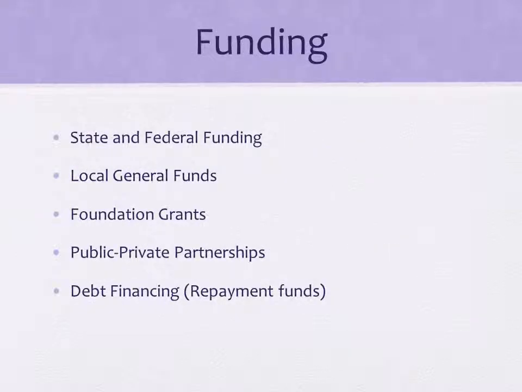The funding. So this program is cost effective. It is about $200 per day per child. They do have a lot of state and federal funding. They have local funds. They have Medicaid programs. They also have foundation grants, which they don't have to pay back. Sometimes they have public or private partnerships depending on different programs or agencies in the area. And they also have debt financing, which allows them to repay wherever they borrow the money from based on the outcomes or based on the money that they do make off of a certain program.